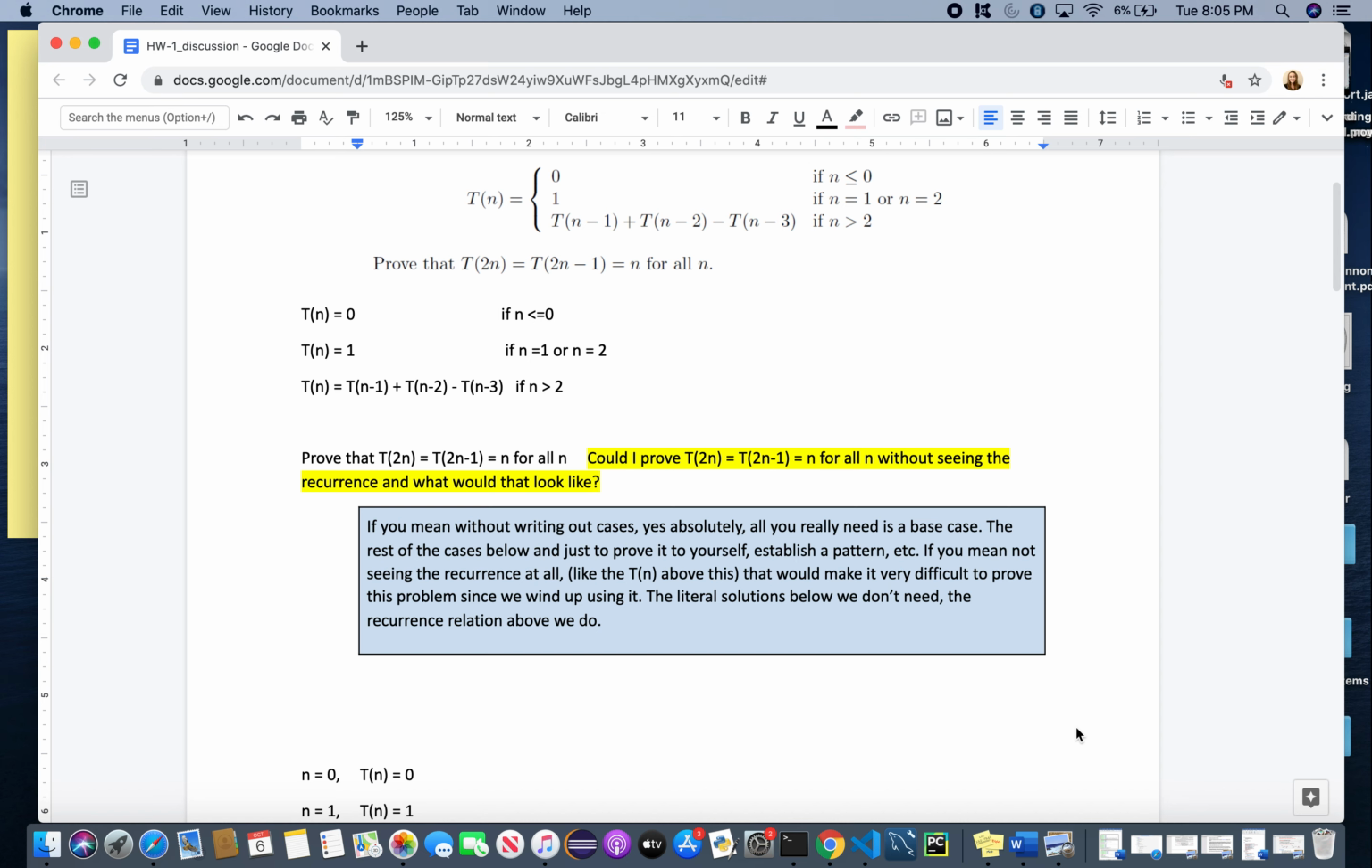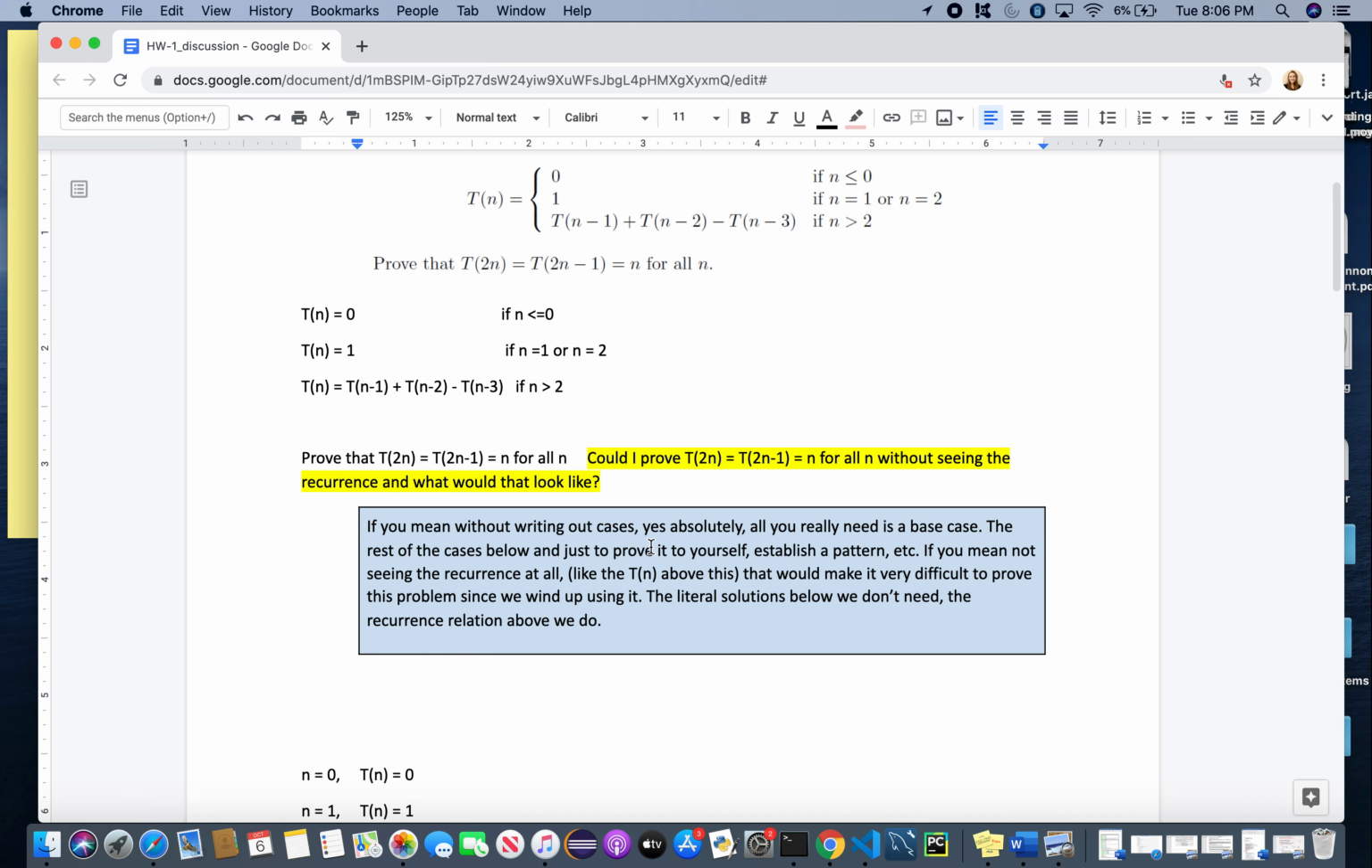Writing out answers to your questions, I thought that everything would probably be communicated better if I just recorded a little walkthrough. Okay, so first question: could I prove that T(2n) = T(2n-1) = n for all n without seeing the recurrence, and what would that look like?